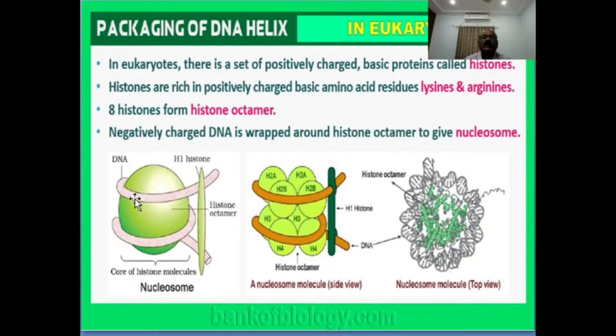So, this is histone core. This is DNA wrapped 2 turns. This is 1 turn and this is 1 turn. So, here 1, 2, 3, 4, 5, 6, 7, 8. 8 histones are there. That's why it is called histone octamer. 4 types are there: H2A, H2B, H3, H4. So each type has 2: 2 H2As, 2 H2Bs, 2 H3s, 2 H4s are there.